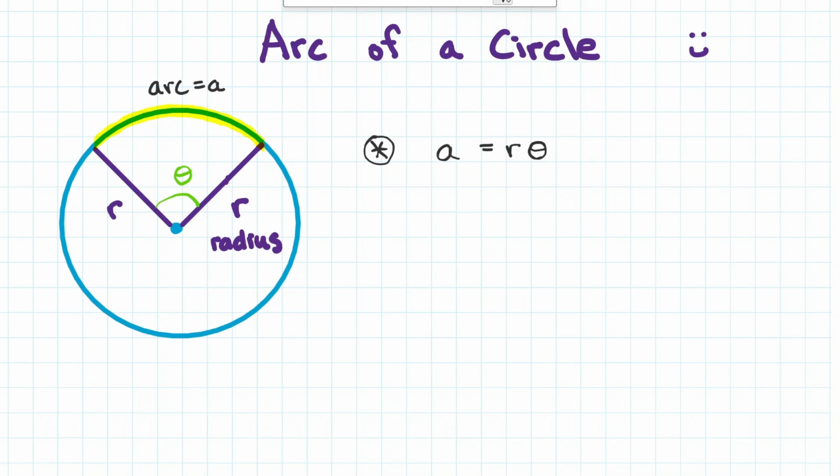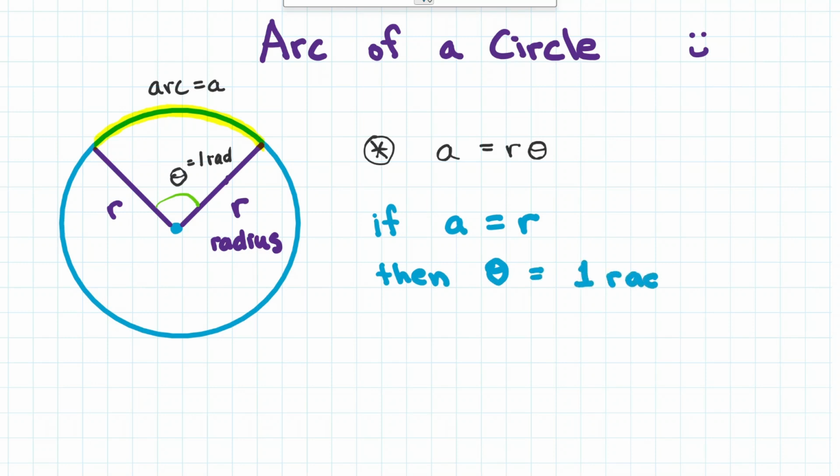Okay, so how does this relate to radians? Well, radian has a special connection to this situation. If A equals R, so if our arc is equal to our radius, then we have that theta equals 1 radian. And that's how we come up with radians. So this is a neat video because you can get the equation for an arc of a circle, but now you've also discovered this new derivation of what a radian actually is.